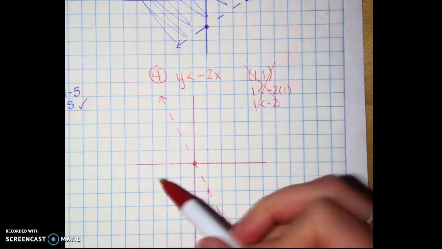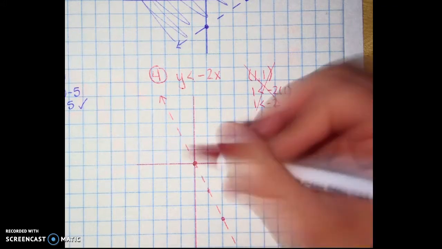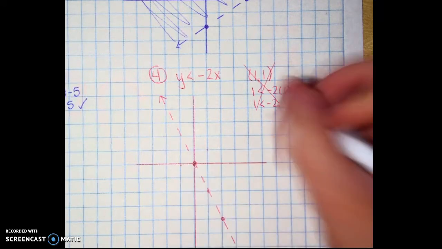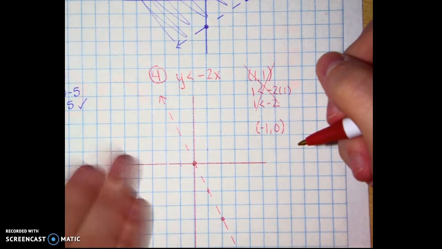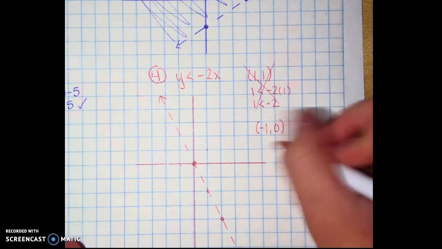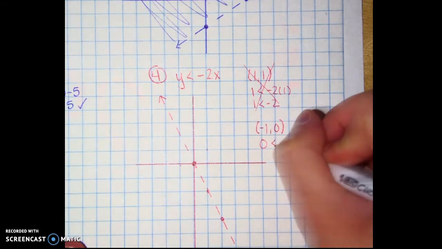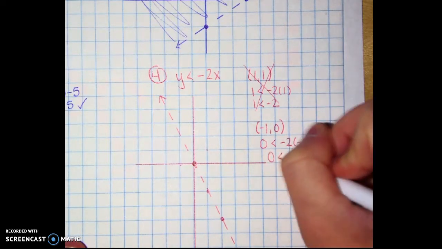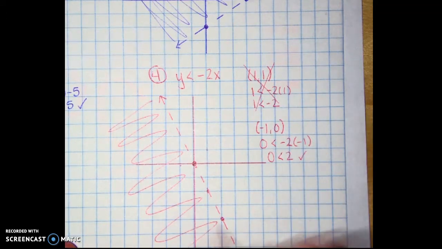So I have a feeling we're going to shade the other side, but let's just test it to make sure. Let's just do this one, -1, 0. Why not? When you do this on your assignment, you can use whatever point on this side you want. You could use -5, -5 if you really wanted to. But I just like to keep the numbers small. So this is 0 is less than -2 times -1. Is 0 less than 2? Yes, it is. So I'm going to shade over here.